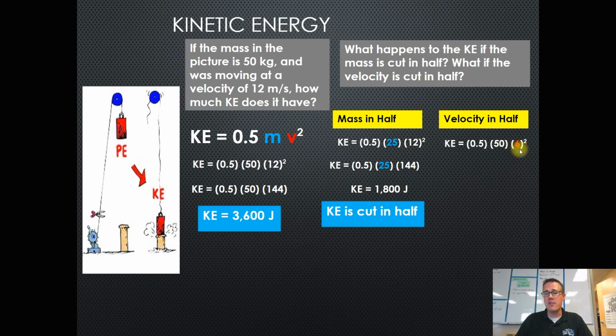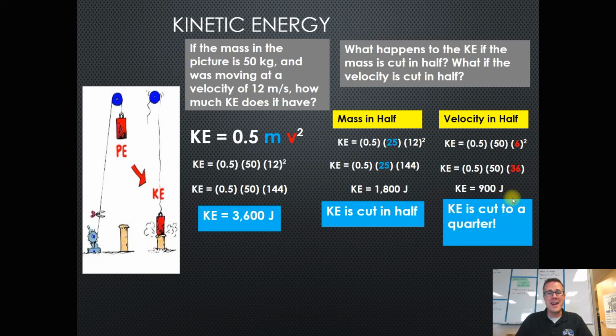So let's cut velocity in half and prove it to ourselves. Before it was 12, so I cut it in half to 6. I square first, then multiply through, and I get 900 joules. That's a quarter of my original energy. So when you mess with the velocity, you're making great big changes in the kinetic energy. Be very careful when you're dealing with velocity and making assumptions.